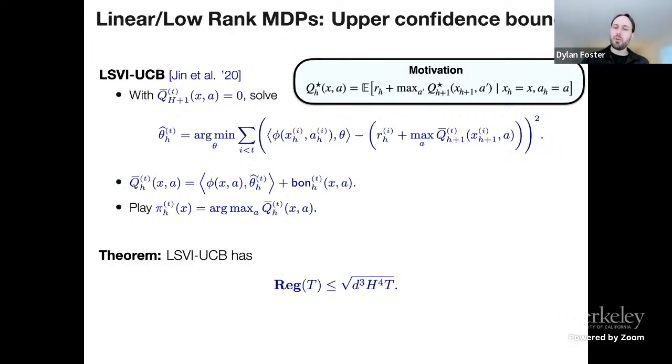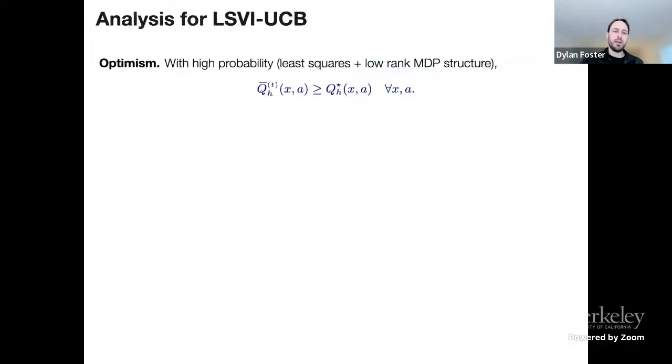And this is also computationally efficient, which is nice. So let me explain how these bonuses work and sketch the proof. Just like the tabular setting, the crux of the analysis for this algorithm will be to show that it's optimistic, so Q bar upper bounds Q star everywhere. And to prove this, I need to say what the bonus we're adding to the Q functions is.